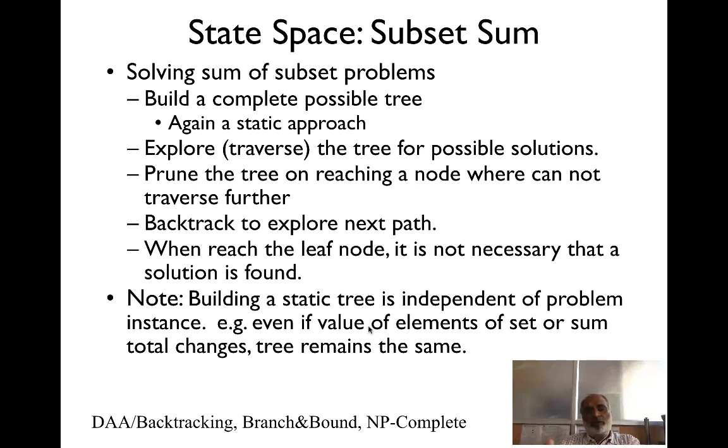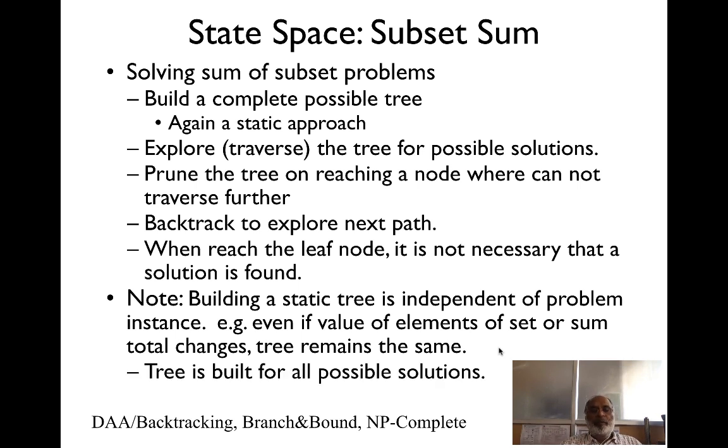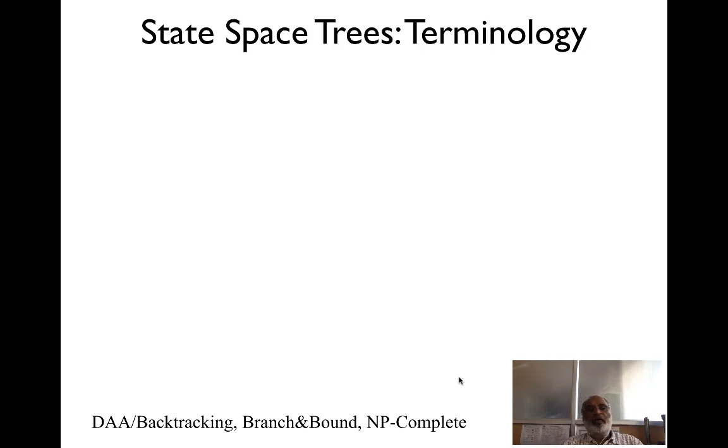So we took values 11, 13, 24, and 7. If we take other values, let's say 12, 25, something of that kind, even then the tree is the same and we find the solutions there. Continuing this way, we'll proceed and see how we can build a solution. Essentially what I'm saying is, when you build a tree for all possible solutions, that is called a static approach.